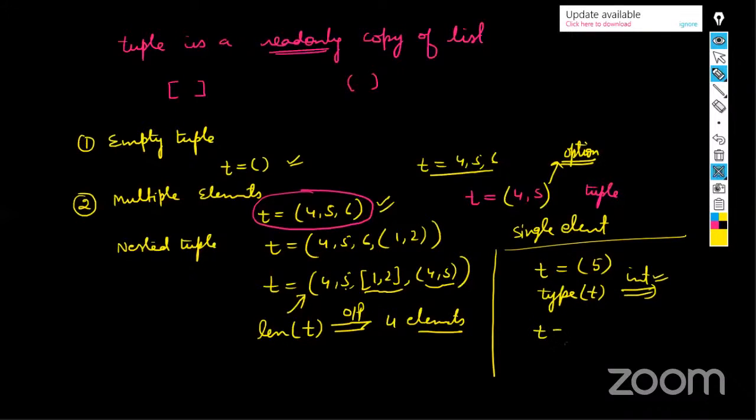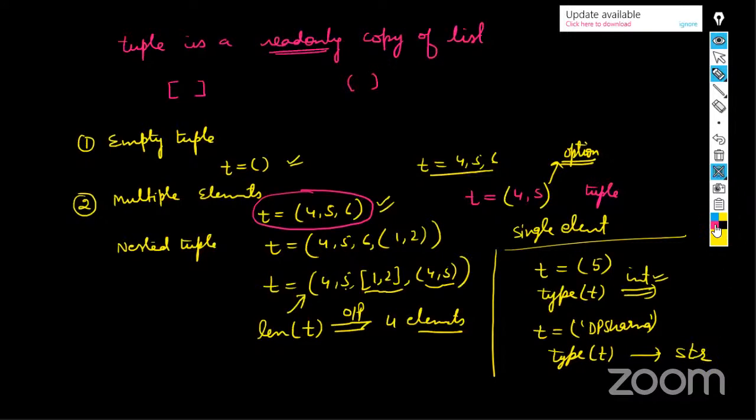Or maybe you are writing like this: t is equal to, let's say, within this you are writing BP Sharma, let's say. So when you say type, it will say output is a string. So guys, where are we wrong?